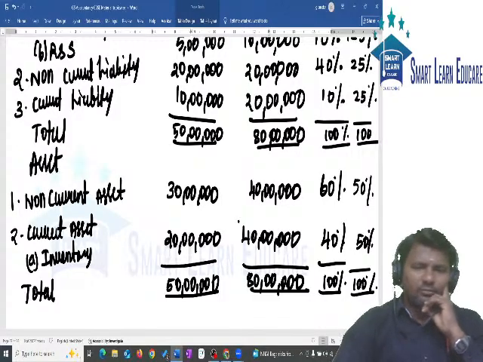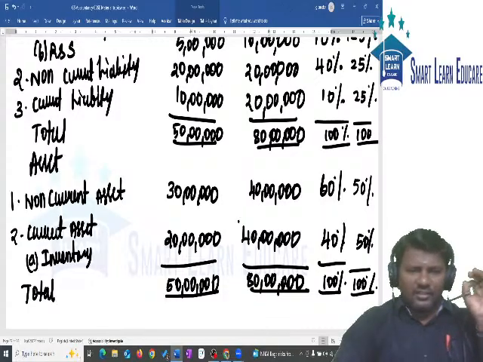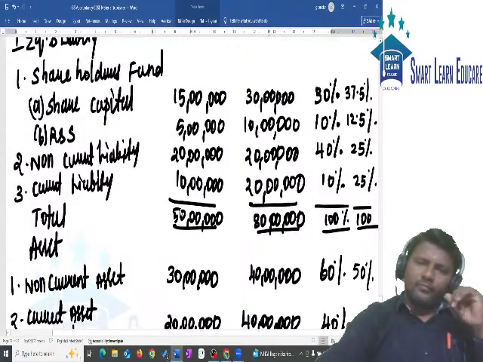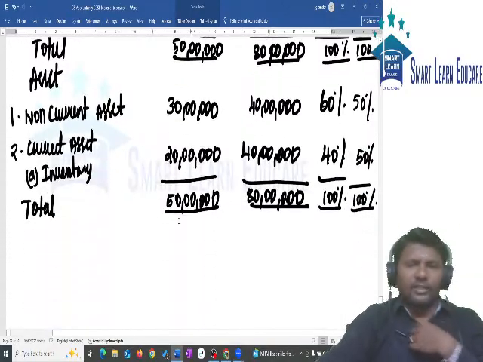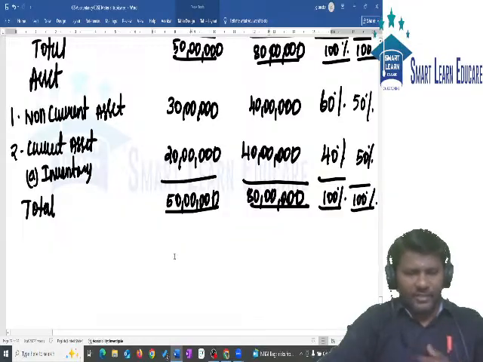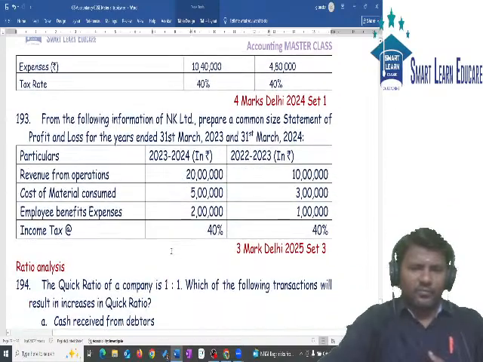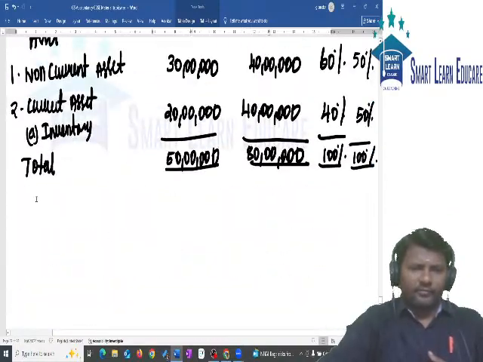Very easy one. Very easy to get marks in this particular segment. No difficult calculation and all, just percentage you should calculate. It is very easy to get marks in these segments. Next question.